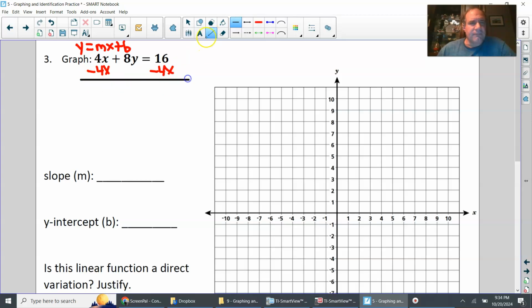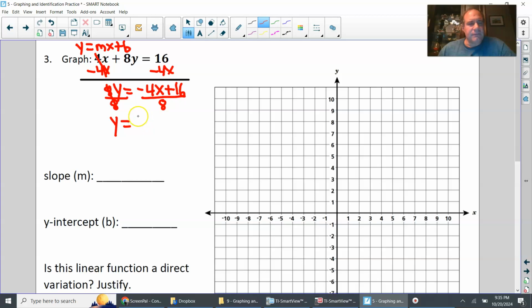Once you subtract the 4x on both sides, you get that to cancel. You have 8y equals, I'm going to put the -4x first, and then the plus 16. Now, the last thing that you do to get y alone is to divide by the 8. This cancels. The y comes down. You get negative 4 over 8, which is negative 1/2, reducing the fraction. And then 16 divided by 8 is 2.